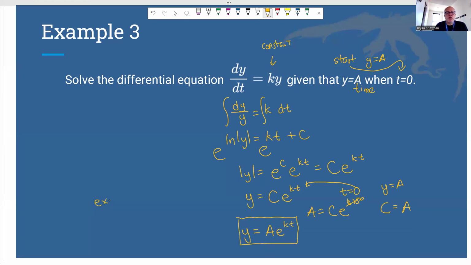This is exponential growth. And in exponential growth, the rate at which something changes depends on how much stuff we have. So if y is twice as much, the slope's twice as much. If y is 5 times as much, the slope's 5 times as much. And that's what happens in exponential growth. That's what's so special about the exponential growth function. And it goes through the point when t equals 0, y equals a.